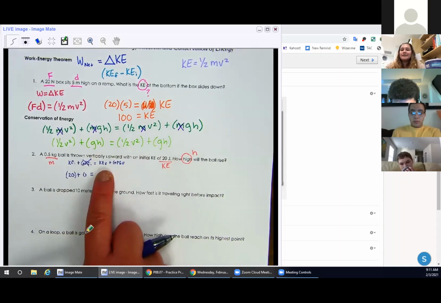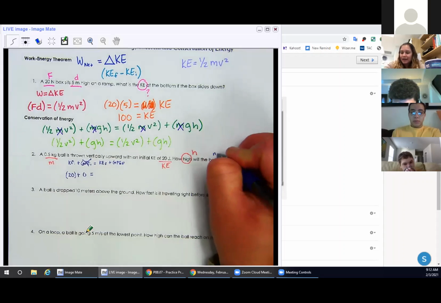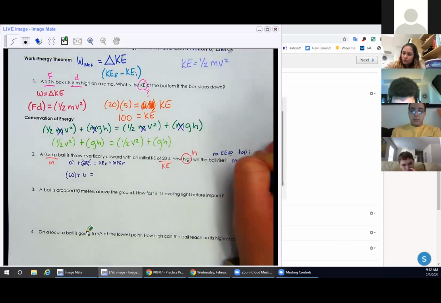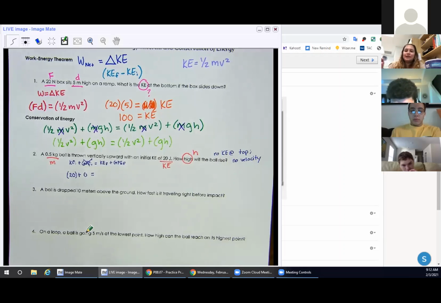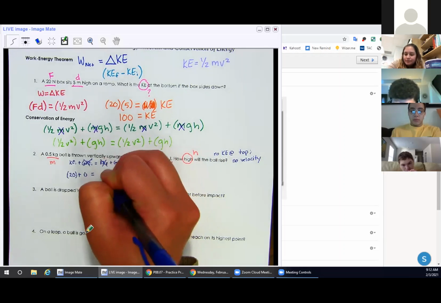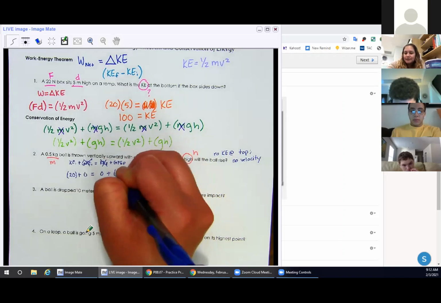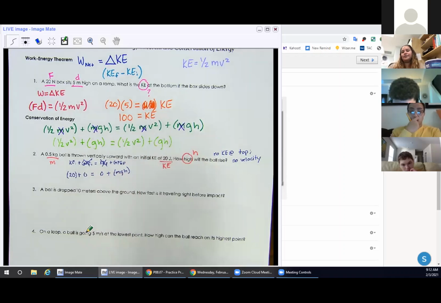Again, we're at the top. No KE at the top because there's no velocity. If there's no velocity at the top, there's no kinetic energy at the top. And then we have our formula for mass, gravity, height. You get what I'm saying? Does this not make sense to anybody?